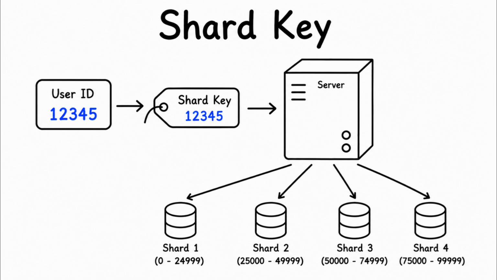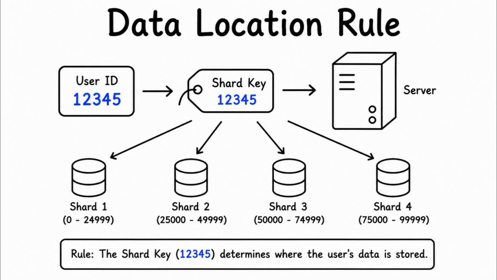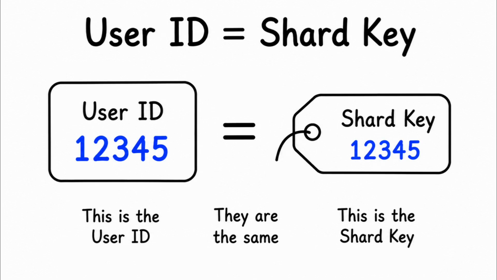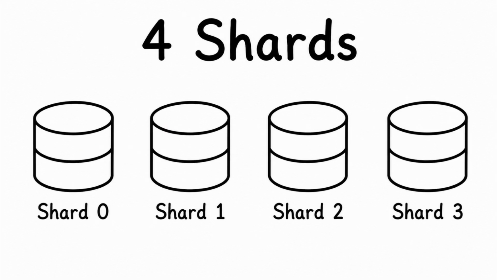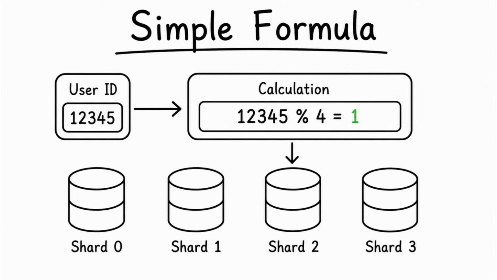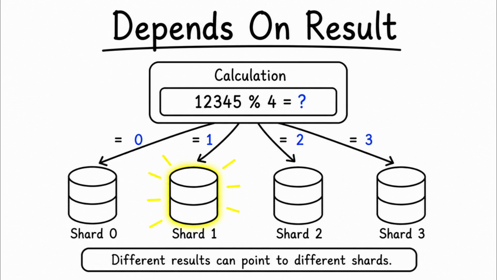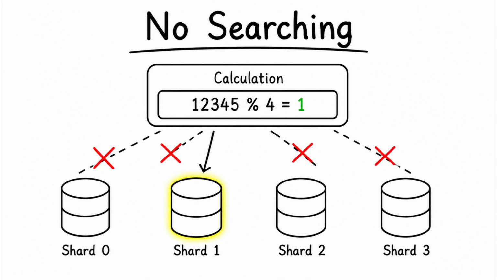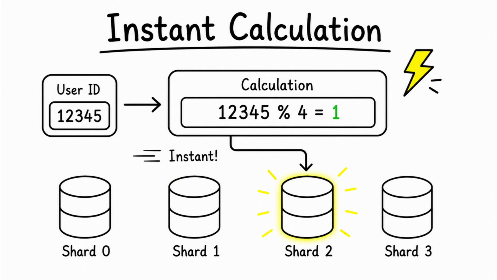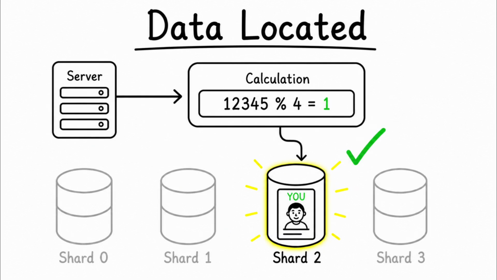Step 3. Shard key. Remember from the previous video, we talked about shard keys. A shard key is simply the value used to decide where data should live. In many systems, the user ID itself becomes the shard key. Now imagine Instagram currently has 4 shards. The system can use a simple formula. User ID modulo number of shards. In our example, 12345 modulo 4. The answer points to one specific shard, maybe shard 1, maybe shard 2. Depends on the calculation. The important thing is this. The system does not search every database. It calculates the location instantly. Within milliseconds, it already knows exactly where your data lives.